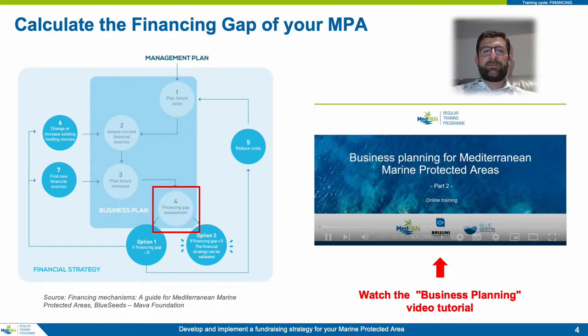To assess the financing gap, it is essential to base the assessment on the conservation objectives of the MPA and the measures and activities planned in the management plan to achieve these objectives. It is on the basis of this management plan that the financing gap, if any, will be determined. If your MPA does not yet have a management plan, it is still essential to base your cost and revenue projections on the MPA's conservation objectives and management measures and activities to be implemented in the future. This is really key to ensure that your future fundraising strategy is well aligned with the goals of your MPA.